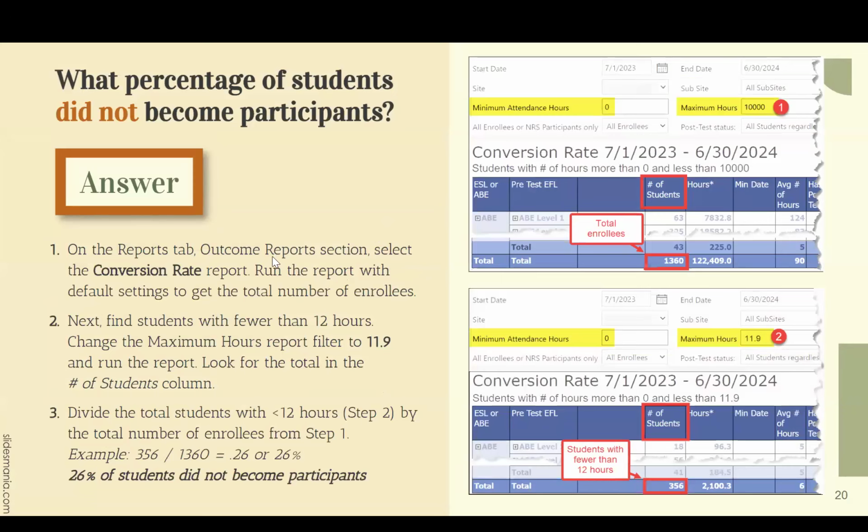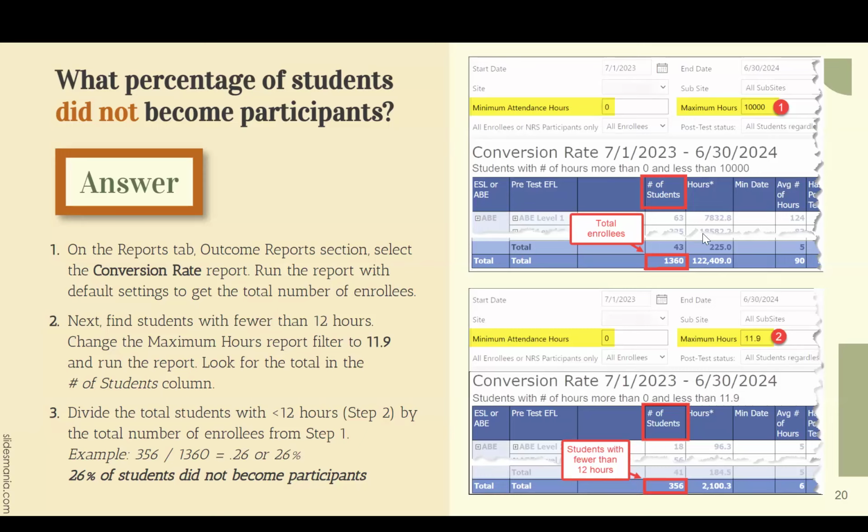There is a report on the tab, and this report was new last year, and it's called the conversion rate report. It's in the outcome report section, below, I think, the level gain reports. This gives you more flexibility to give minimum attendance hours and maximum attendance hours. When you first run that report, it's going to default to the new program year, so you're going to want to change the dates so that it runs 23, 24.